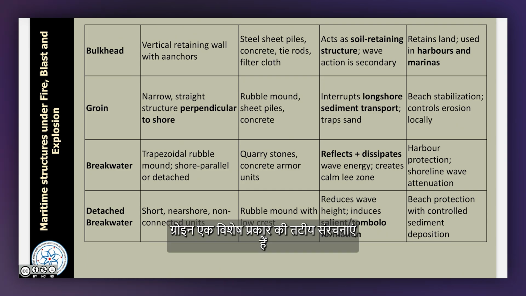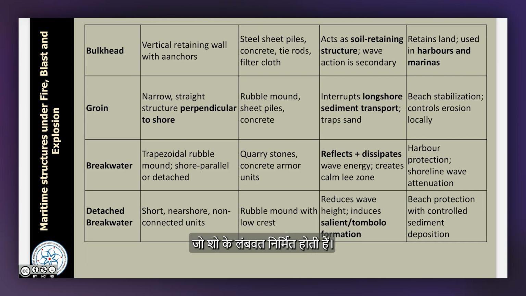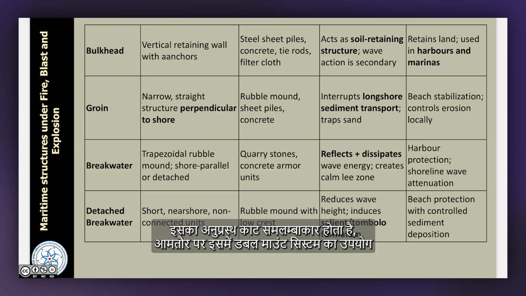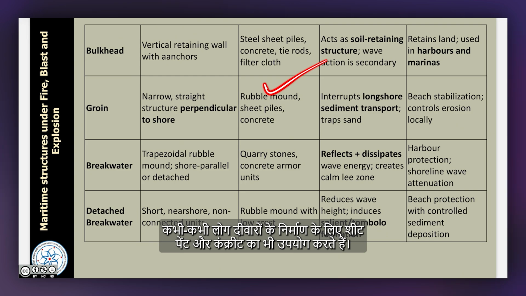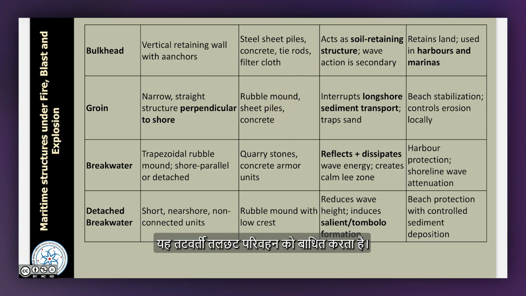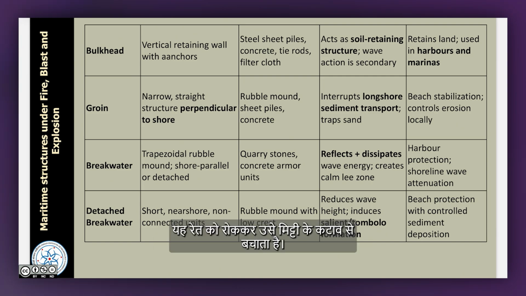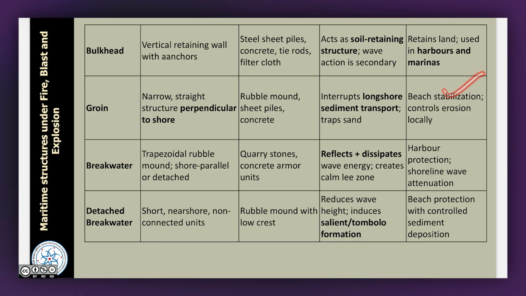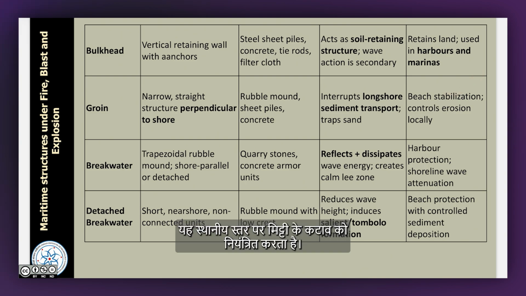Groins are a unique kind of coastal structure constructed perpendicular to the shore. The cross section is trapezoidal, usually rubble mound systems. Sometimes people use sheet piles and concrete also to construct groins. It interrupts longshore sediment transport. It traps sand and preserves it from soil erosion. It is very helpful in stabilizing a natural beach. It controls erosion locally.